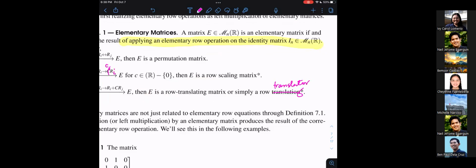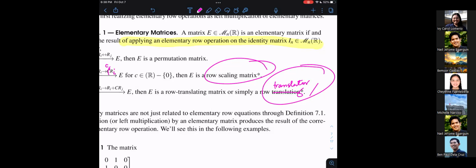Okay. Itong dalawang terms na yan, scaling matrix saka row translator, ay invento ko lang. So wag niyong gamitin sa labas ng klase na to because I don't know if there are formal names for it. Pero if you know the formal names, just let me know. Pero ito yung ginamit kong pseudonym para sa mga elementary matrices nito.